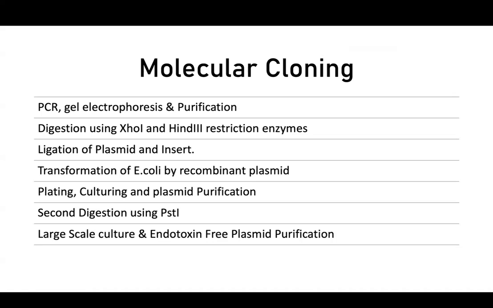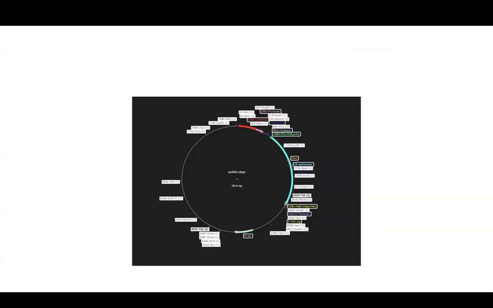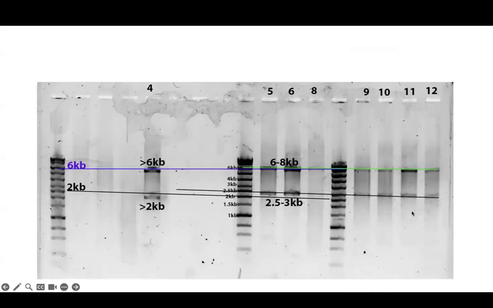We first cultured in a small volume to confirm the presence of the insert using the second digestion with PST1. And as you can see in the diagram, the enzyme PST1 has restriction sites in both the inserts and in the plasmid, so it was a suitable enzyme to use for this process. We carried out gel electrophoresis and used our knowledge about the plasmid and insert sizes to confirm their presence.